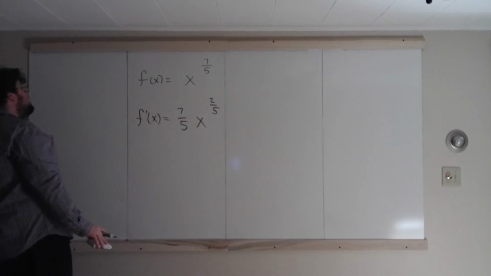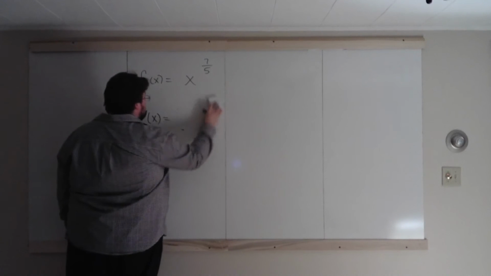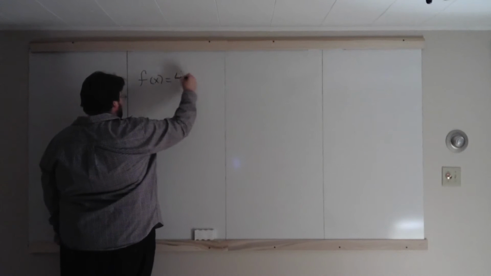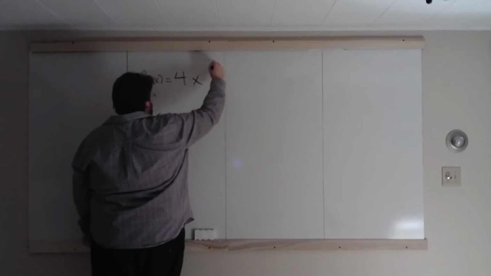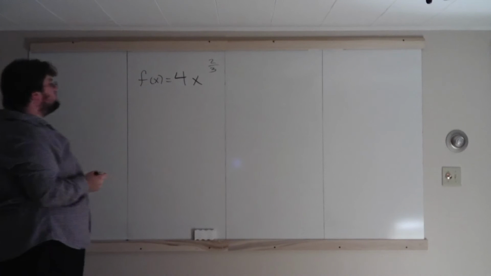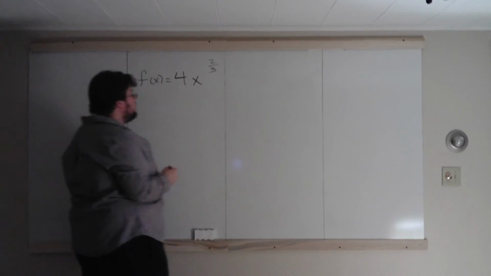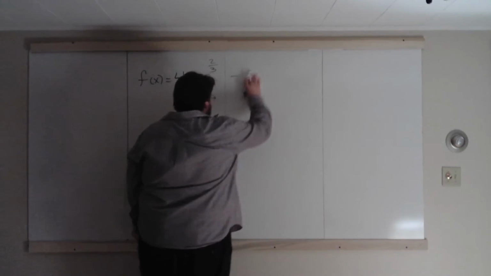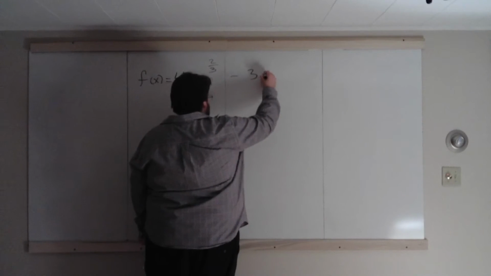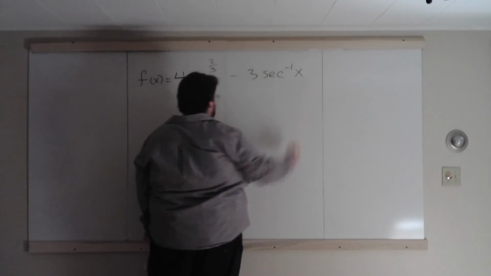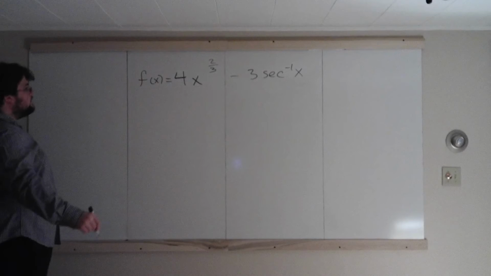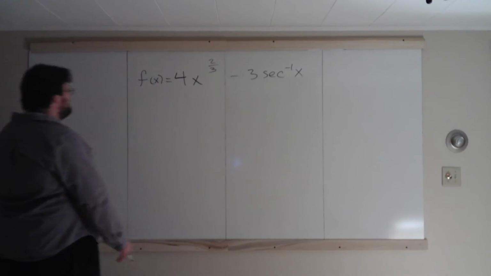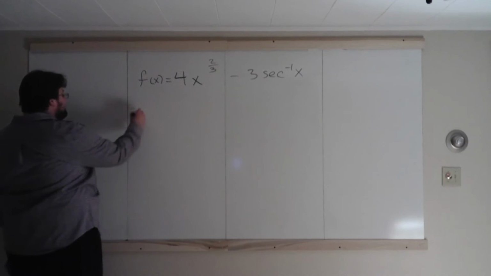So we have 7/5 x to the 2/5. So let's do another. Four x to the 2/3. Now let's make it more interesting. Minus, I think I already did a sine inverse. Let's make it really annoying. Minus 3 secant inverse of x. Nah, really, that's mildly annoying. So let's do this derivative.